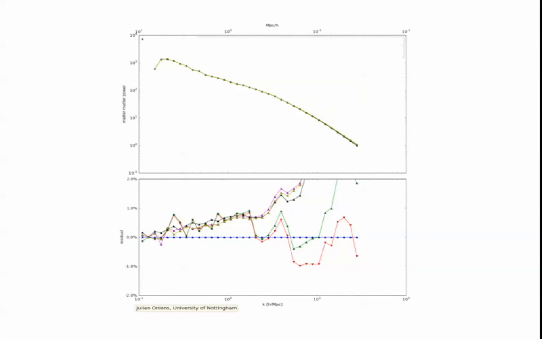Z equals 0? Z equals 0, yeah. Yes, this is different. They might all be wrong. Correct. All I'm saying is that you can get to 1% agreement between your codes. So 1% is tricky beyond k equals 1 is the message.